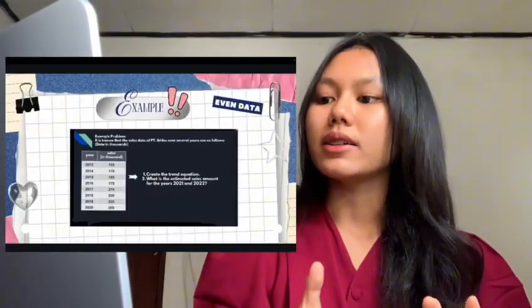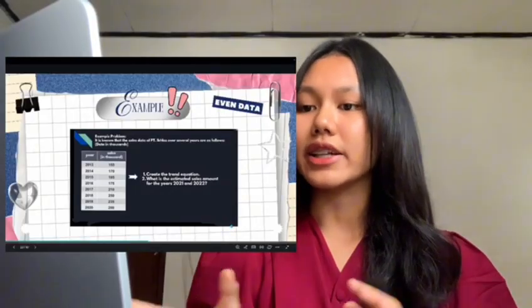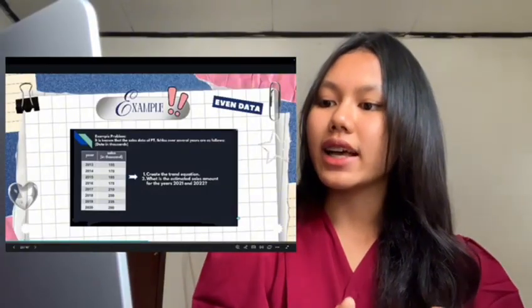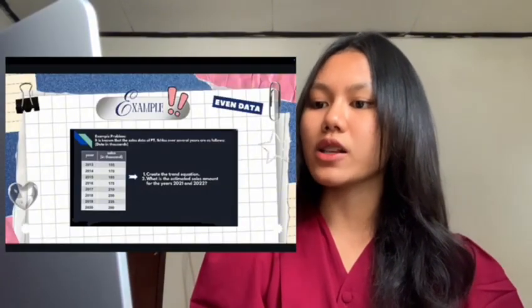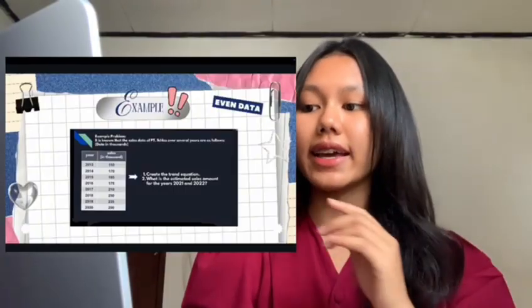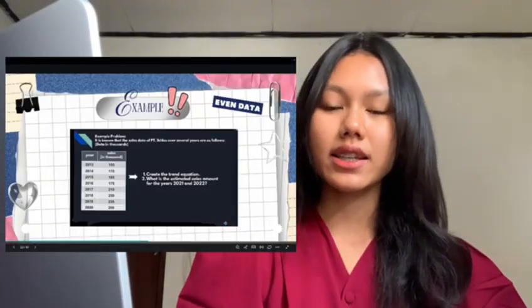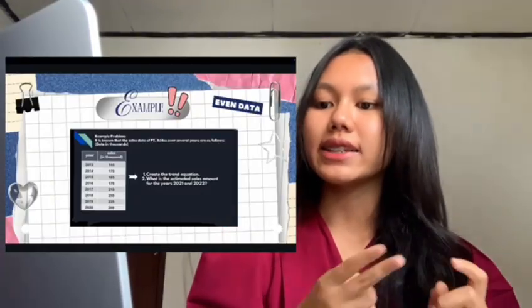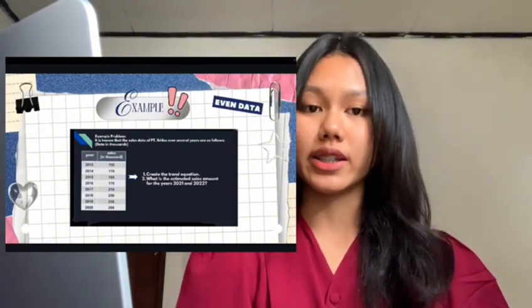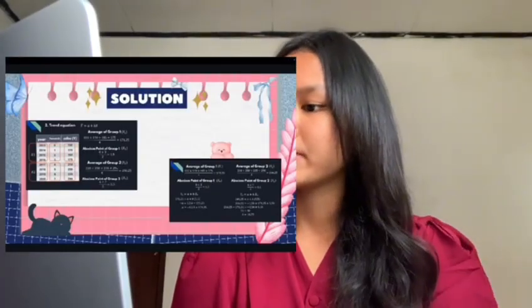So this is the example when the data is even. It is known that the sales data of PTE class over several years are as follows, and the data is in thousands. 1. Create the trend equation, and 2. What is the estimated sales amount for the years 2021 and 2022? Okay, this is for the solution.